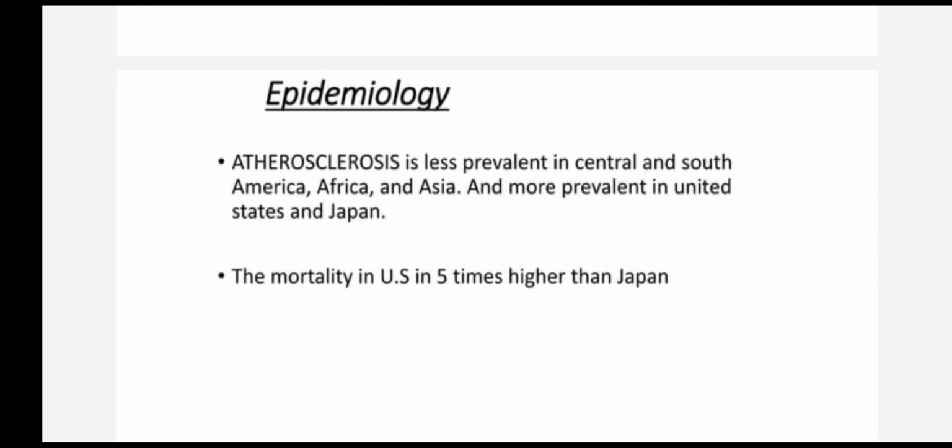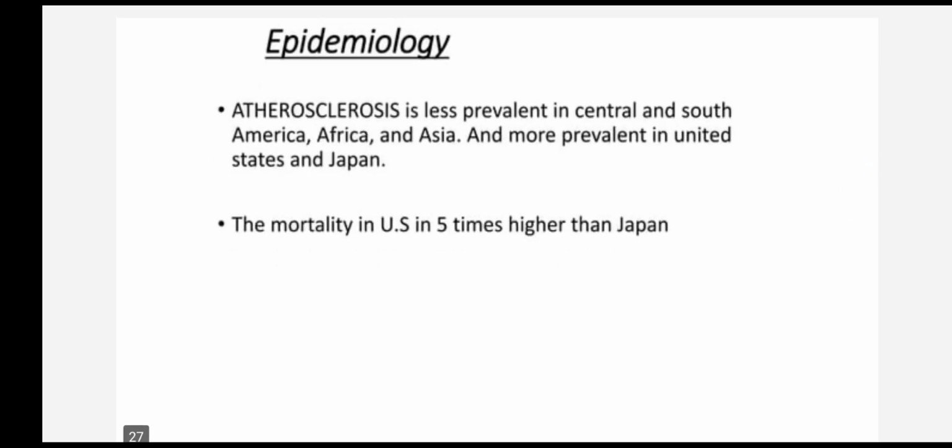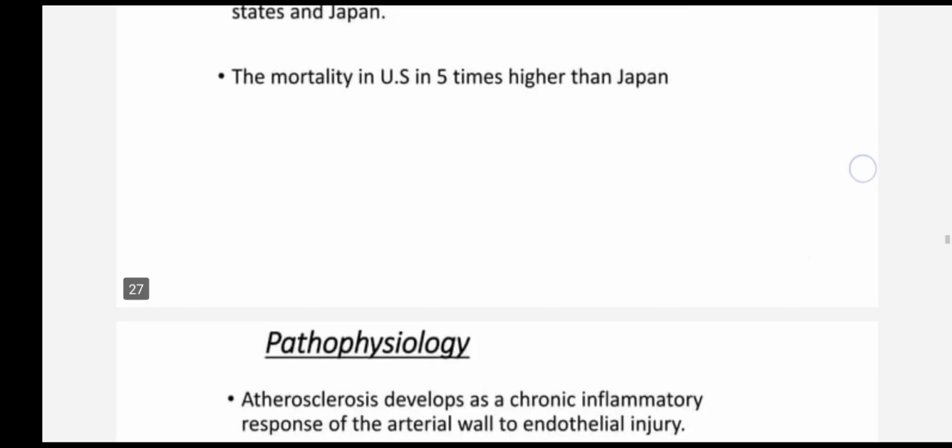Epidemiology. Atherosclerosis is less prevalent in Central and South America, Africa, and Asia, and more prevalent in the United States and Japan. The mortality in the United States is 5 times higher than in Japan.